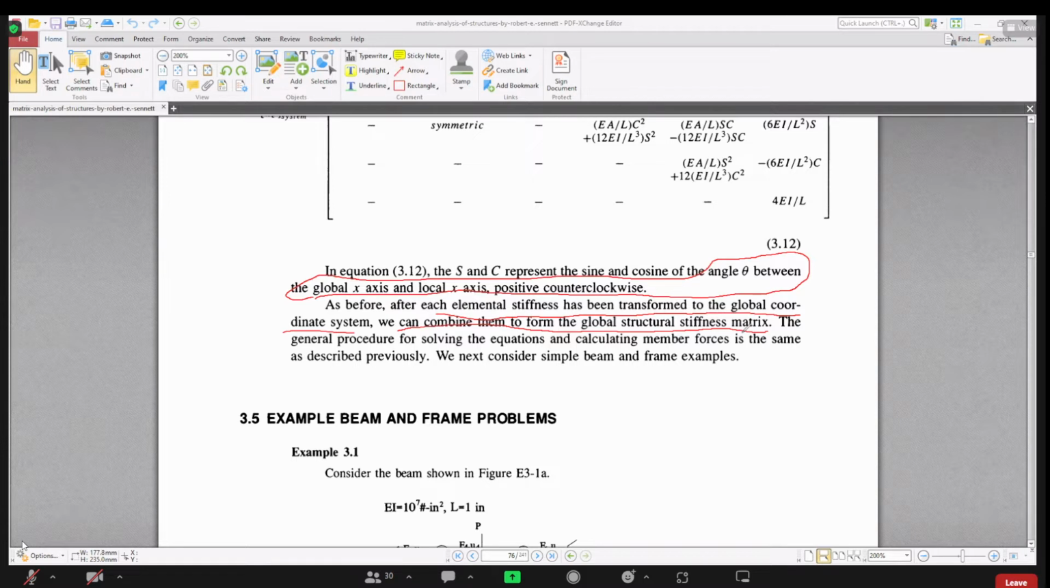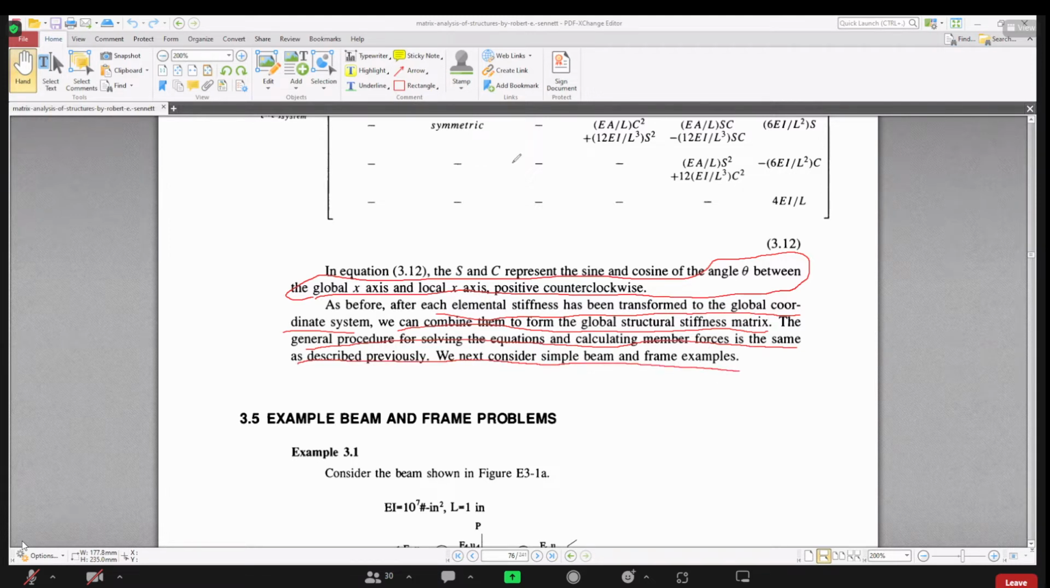After that, you combine, you reduce, and you solve the displacements. That's the whole procedure in the analysis of structures using matrices. So the general procedure for solving the equations and calculating member forces is the same as described previously.